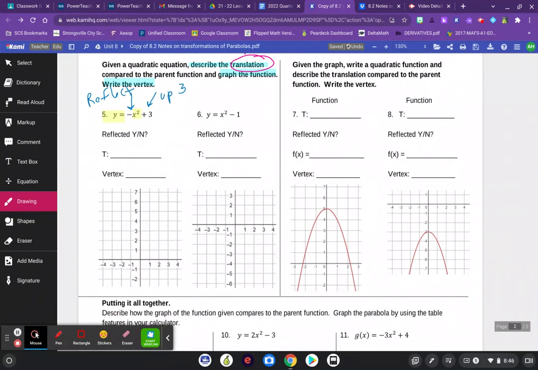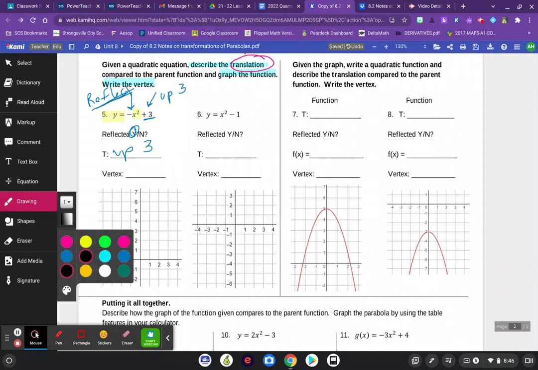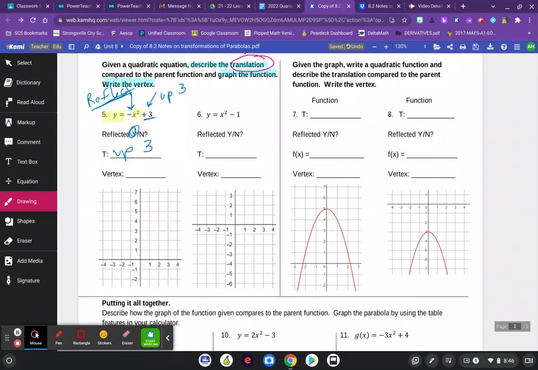And so is this function a reflection compared to the parent function? Yes. And what tells me that is that negative in front of the x squared. T stands for translation, and we already said that this plus 3 here is going to shift me up 3. And so again, I just like to sketch in that original parent function. And so that original parent function is at negative 2, 4, negative 1, 1, 0, 0, 1, 1, and 2, 4.